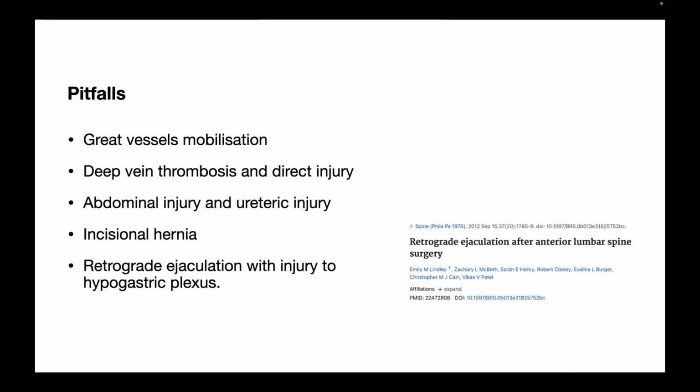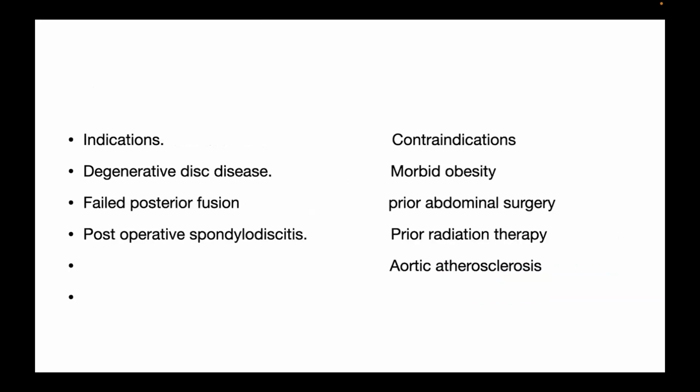Since it's an anterior incision, incisional hernia is one of the complications, and retrograde ejaculation with injury to the hypogastric plexus is seen. Indications for ALIF are degenerative disc disease, failed posterior fusions, and post-operative spondylodiscitis cases. Contraindications are mainly a patient with morbid obesity, any prior abdominal surgery, or any prior radiation therapy. Aortic atherosclerosis is also one of the contraindications for the anterior approach.